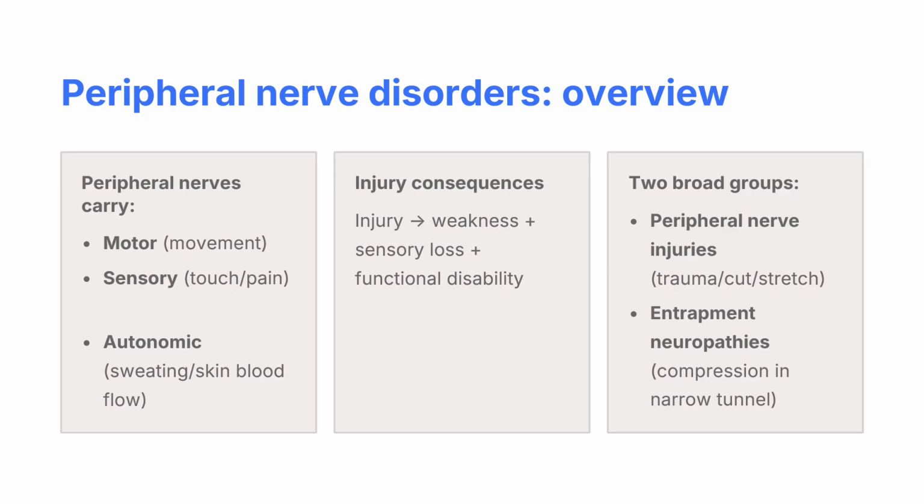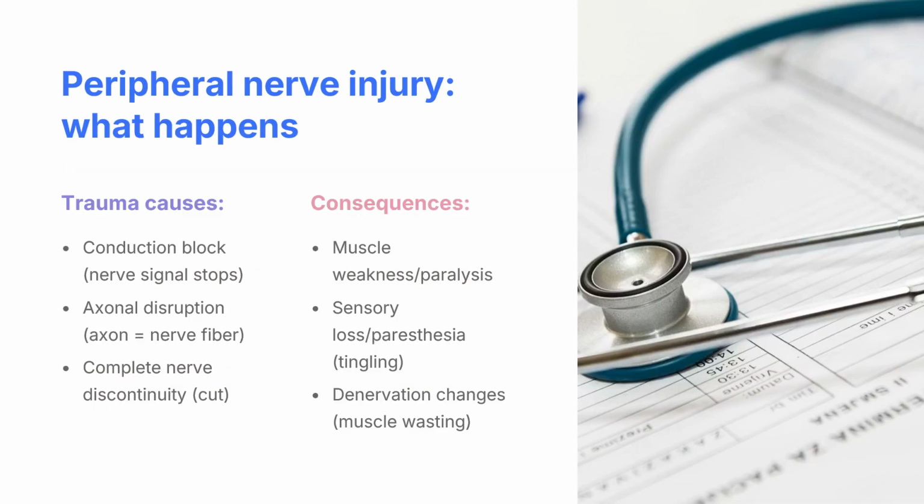Injuries to the peripheral nerve cause weakness, sensory loss, and functional disability. Broadly, we can classify them into nerve injuries and entrapment neuropathies. Entrapment means something has been occluding, entrapping, encompassing, obstructing, or compressing. This is what is called entrapment. So understand peripheral nerve injury: there is a problem in movement, sensation, and functional activity will be affected.